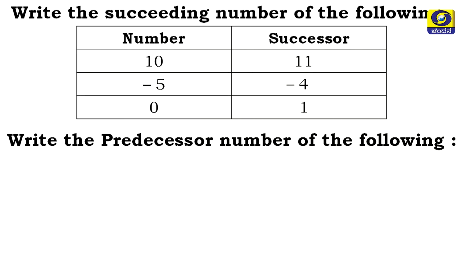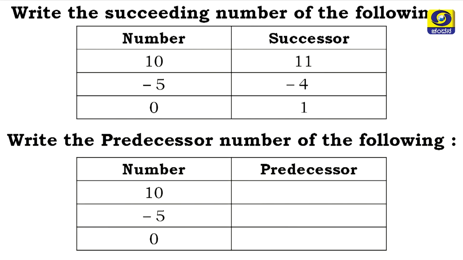Write the predecessor of the following numbers: 10, minus 5, 0. What is the predecessor? That means one less than the given number. The predecessor of 10 is 9, very good. Therefore, the predecessor of minus 5 is minus 6, very good. For 0, it is minus 1, very good.